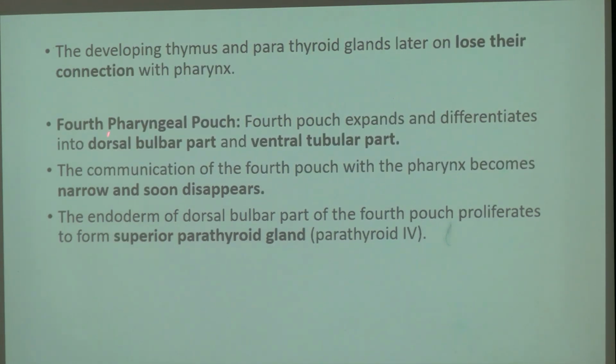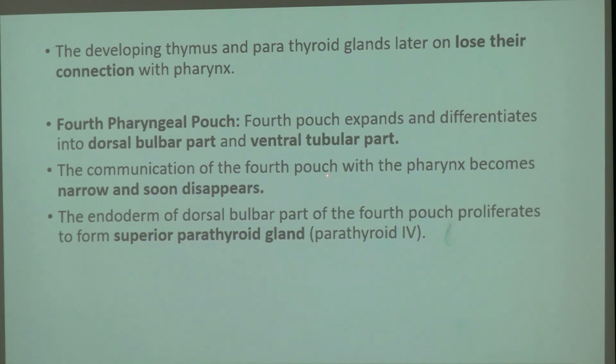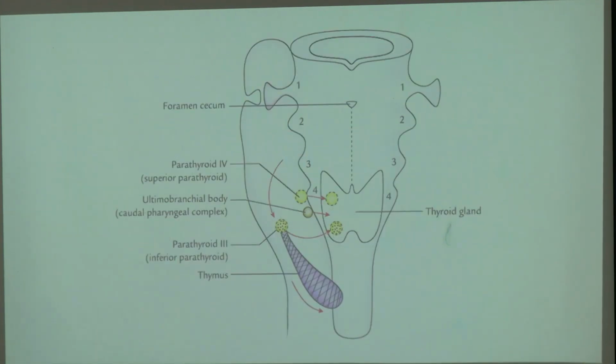Okay. Fourth pharyngeal pouch. The fourth pharyngeal pouch expands and differentiates into, again, a dorsal wing and a ventral wing. The communication of the fourth pouch with the pharynx becomes narrow and soon it will disappear. The endoderm of the dorsal bulbar part of the fourth pouch proliferates to form the superior parathyroid gland.